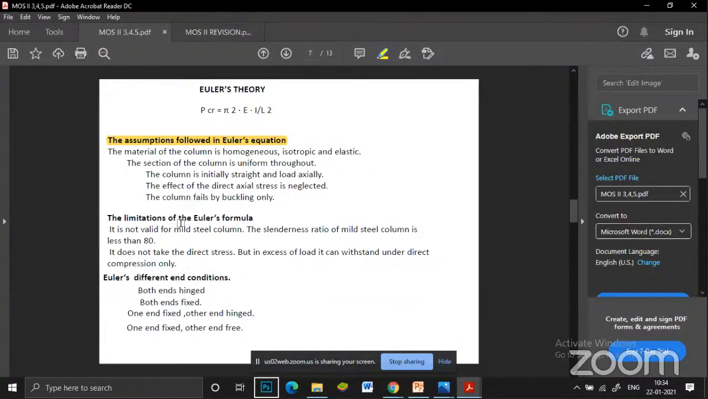Then the limitations of Euler's: the column fails by buckling. The effect of the direct axial stress is neglected here. What are the limitations of this formula? It is not valid for mild steel. I have told that for steel, the value of E, the modulus of elasticity, is equal to 2 into 10 to the power 5 Newton per mm squared. In that case, if it is mild steel, it is not valid. The slenderness ratio of mild steel is less than 80. As I told, it does not take the direct stress, but in excess of load, it can withstand under direct compression only.